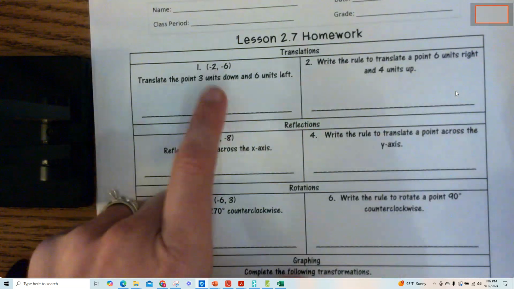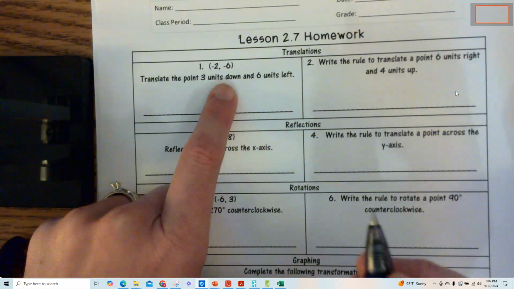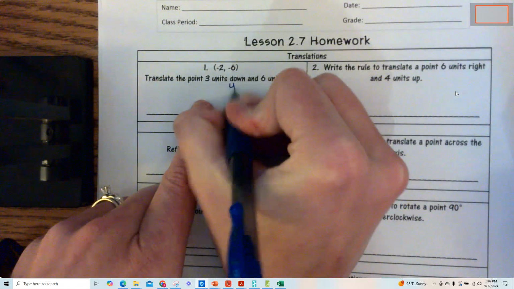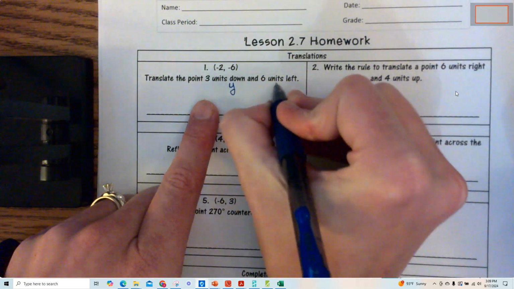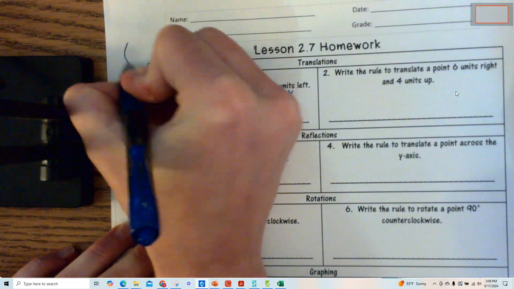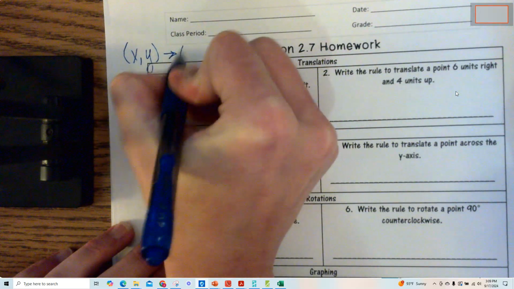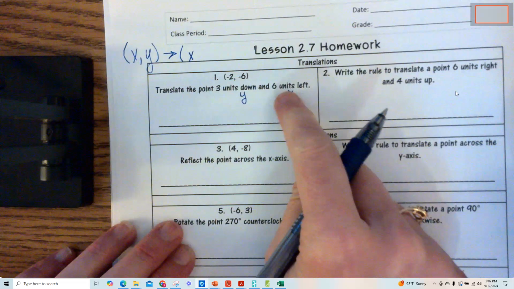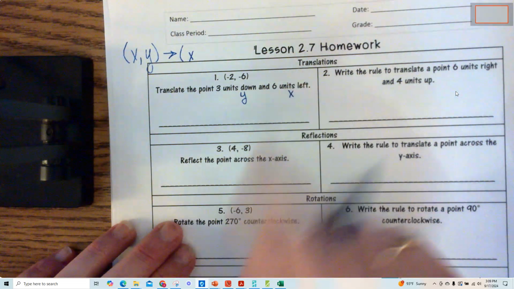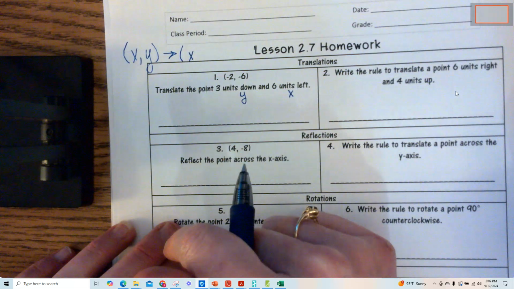All right. So if I'm going down, am I messing with the x or the y? Messing with the y. If I go left, am I messing with the x or the y? X. Okay. So translations, here's the rule. X comma y turns into x and then whatever we do to the x. So if I'm going 6 left, would I add to the x or would I subtract from the x?